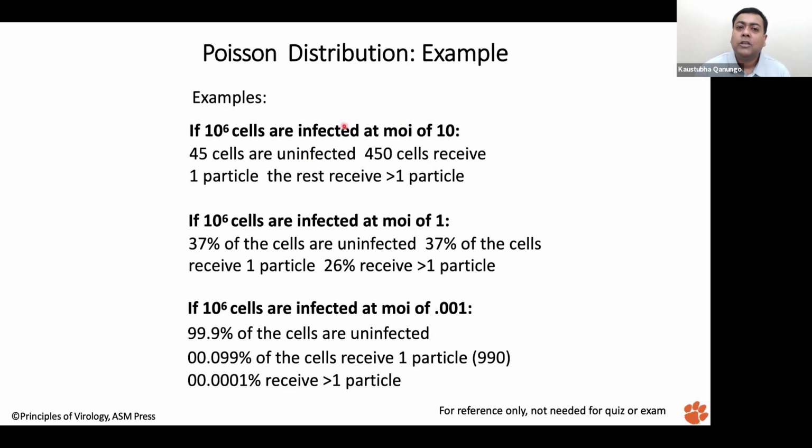So here is the point again: if the particle to PFU ratio is very high, you have to infect the cells with a higher MOI than the calculated MOI. Whereas if your particle to PFU ratio is low, you can infect the cells close to the calculated MOI. If you want a multi-step growth curve, you can use a low MOI like 1 or 0.01 or 0.001. And that's pretty much all of it, I guess.